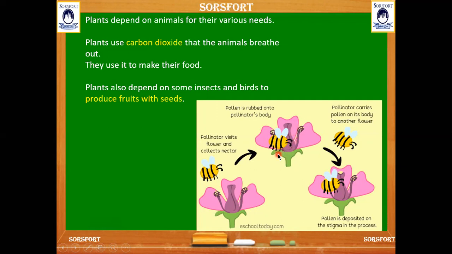Here you can see grains touched to the feet of the bee, which then carries them to the other flower, and that helps in the production of the fruit. If a flower wants to develop into a fruit, the male pollen grains in the male flower should be transferred to the female flower. This we call pollination. So, for pollination, animals like insects, butterflies and bees help.